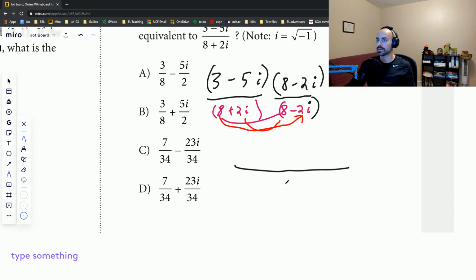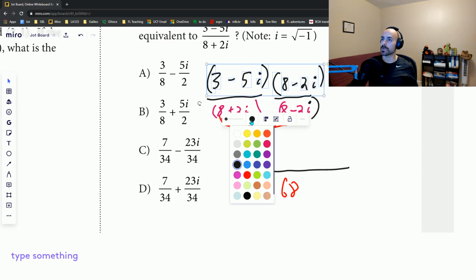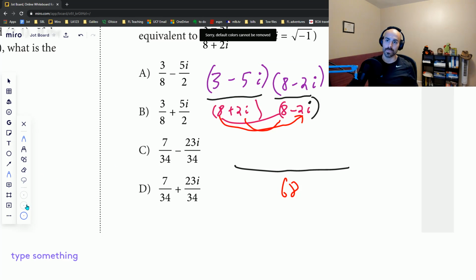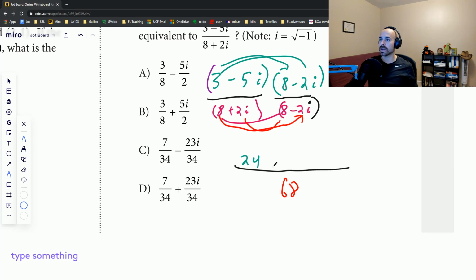It's 68. Now we do the same thing with our top. Make the top here green, just because that's what I already have out. Green, and then 3 times 8 is 24. 3 times negative 2i gives me negative 6i. Negative 5i times 8 equals negative 40i. And then negative 5i times negative 2i gives me positive 10i squared. That again just becomes negative 1.